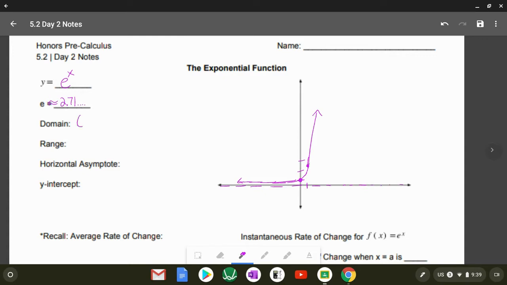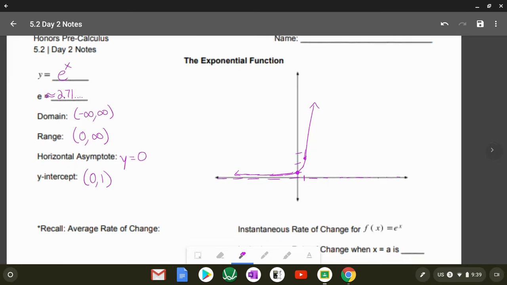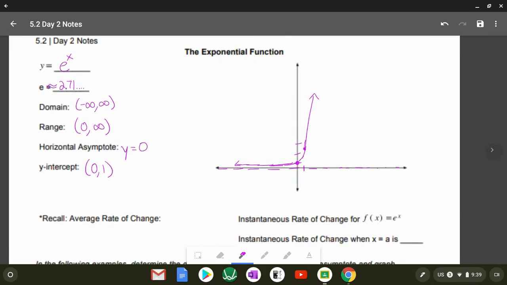Just like the other ones yesterday, that would make our domain negative infinity to positive infinity because it goes left and right forever. The range would be from that asymptote, from 0 to infinity. And then we already said the horizontal asymptote is y equals 0, and the intercept we already said was (0, 1). So even though we have that irrational number in there, the properties for graphing exponential functions stay the same. You just have a special number as the base of that exponent.